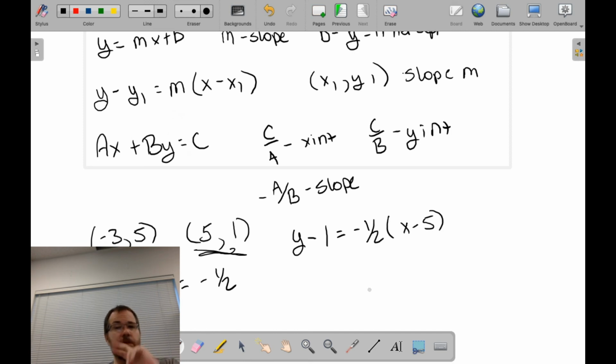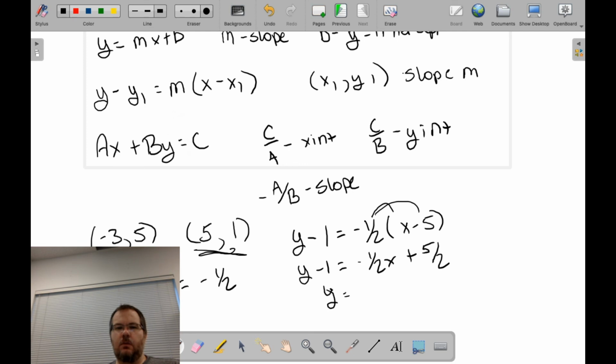Now from here there's only 2 steps. I need to distribute the slope to both things inside, and then I need to get y by itself. And you can do those 2 steps in 1 step if you want, if you're feeling super talented. So y minus 1 is equal to negative 1/2 x plus 5/2, or 2.5 if you're feeling like that. And then adding 1 to both sides gives you y is equal to negative 1/2 x plus 2.5 plus 1, which is plus 3.5 or plus 7/2. There we go. That's all there is to it.